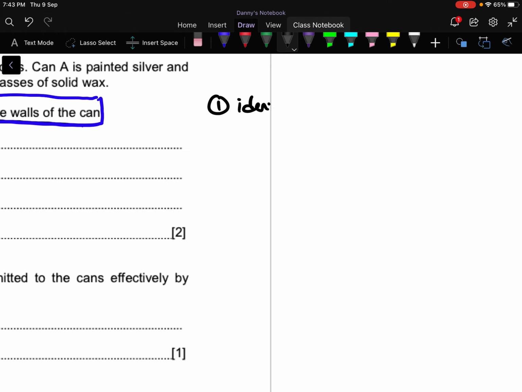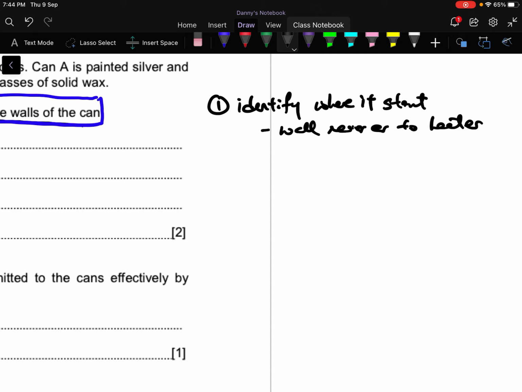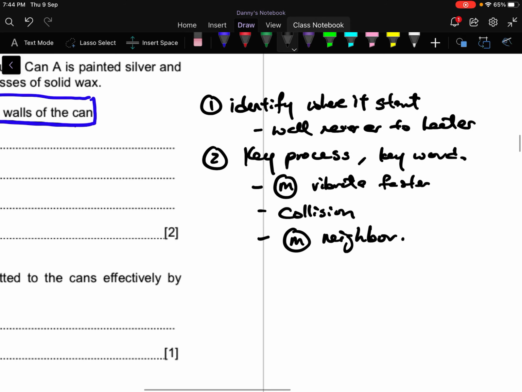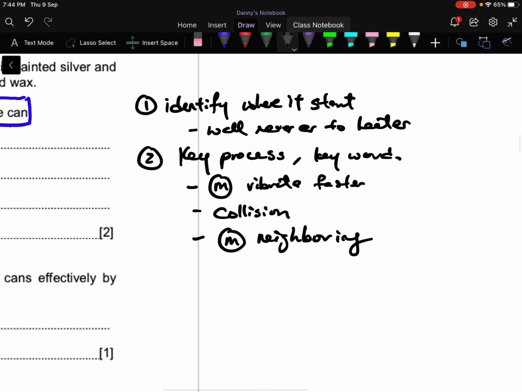Okay, so for me, let's plan. How to plan? Step one, I need to identify where it starts, right? Of course, it is the wall nearer to the heater. This is what I want to say. Then I need to talk about the key processes using keywords. I must say that the molecules near the warmer wall will vibrate faster. Correct? I must mention the main process of transfer, collision. And it's not just collision, it is neighbors only. Why is neighboring very important?